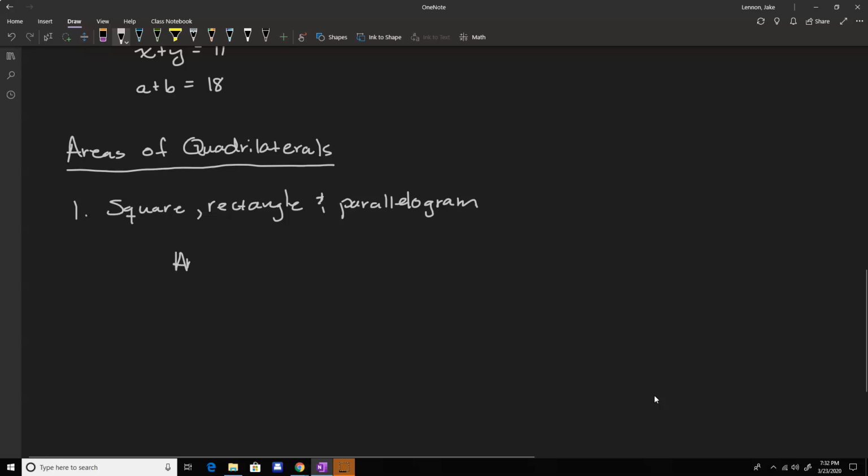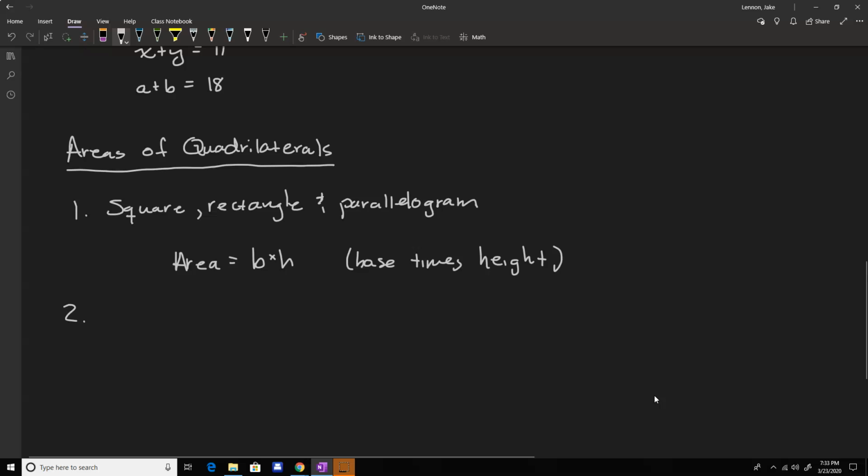The area for all three of these figures is just base times height. So base times height. Nothing too complicated there. Parallelogram just means you have two sets of parallel sides. It just needs to be configured so that you know the actual height.